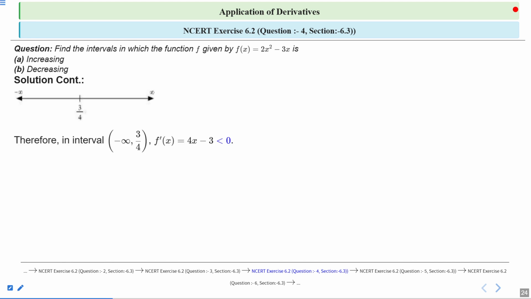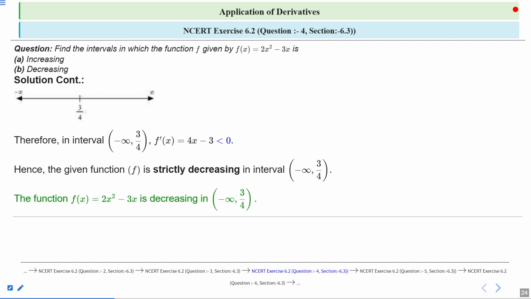Right. Therefore, in the interval minus infinity to 3 by 4, f dash x is equal to 4x minus 3, which is less than 0, right? Hence, the given function f is strictly decreasing in the interval minus infinity to 3 by 4. So the function f(x) equal to 2x square minus 3x is decreasing in the interval minus infinity to 3 by 4, right?